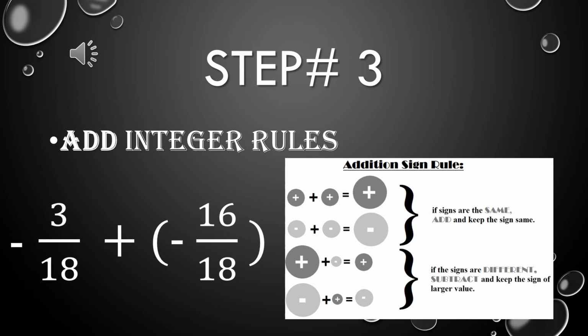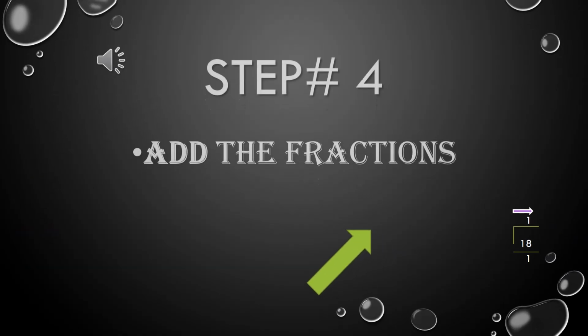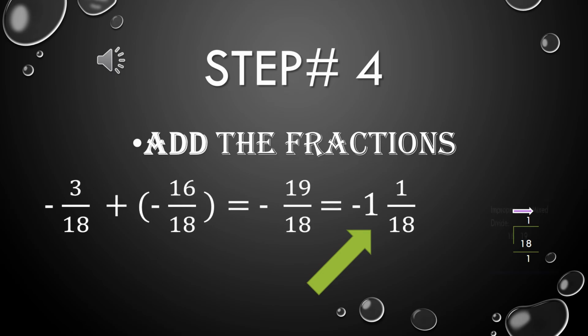The third thing to do after we did our fraction procedure is identify the integer rule. In this case, both fractions are negative. So what happens? You add them up and you keep the same sign. All you have to do now is add the fractions. Because both fractions are negative, you're going to add them up and keep the same sign. Your answer is negative 19 over 18.